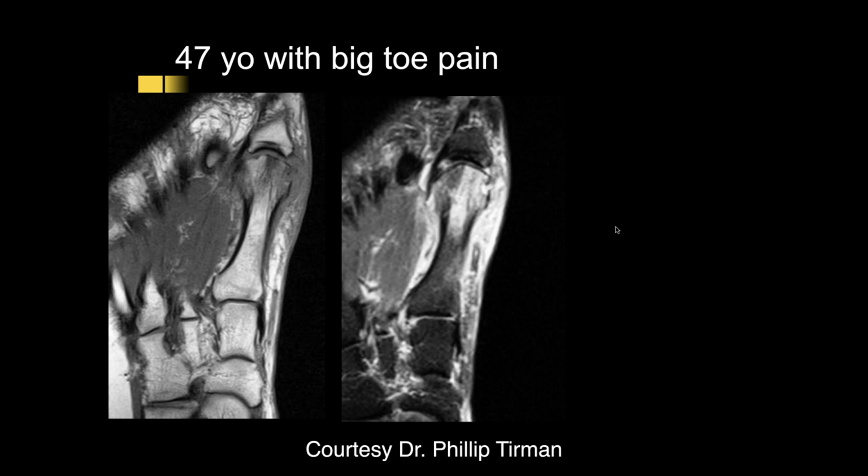So 47-year-old with big toe pain. Again, a lot of osteitis of that distal first metatarsal. There might even be erosion along the medial aspect right there, and maybe a small spicule kind of anterior. So this could be gout as well.